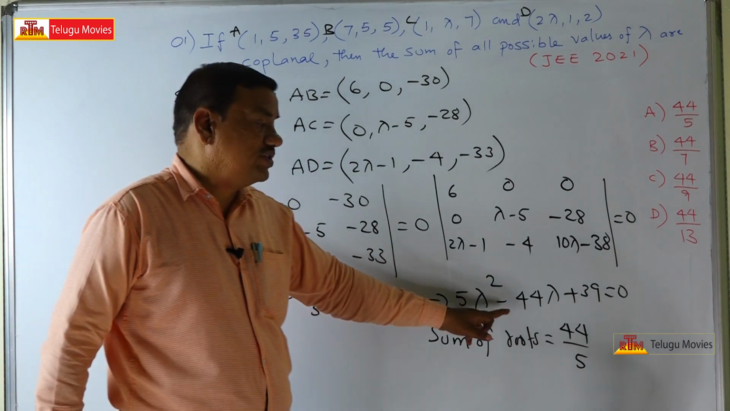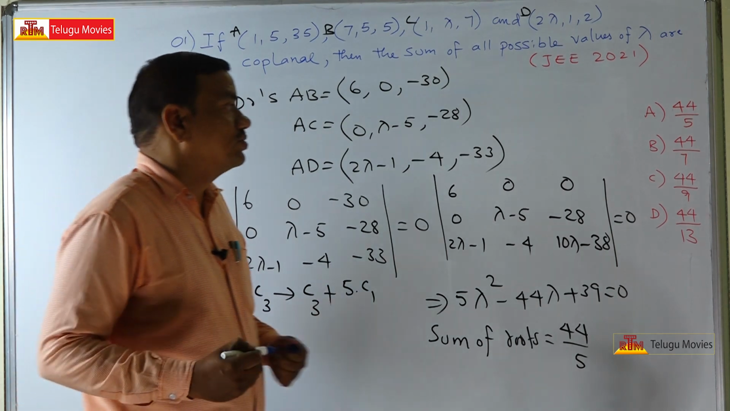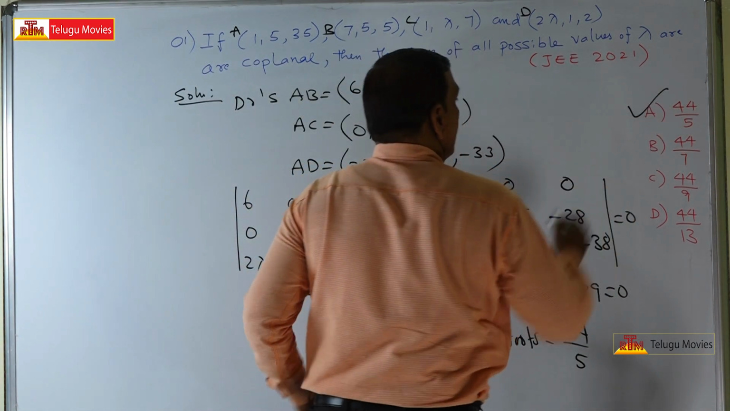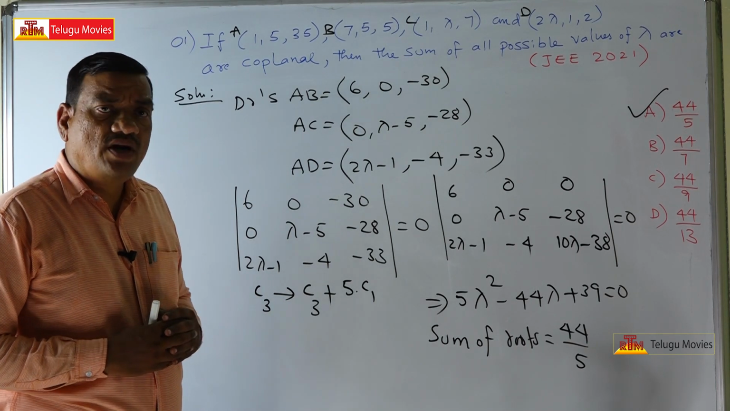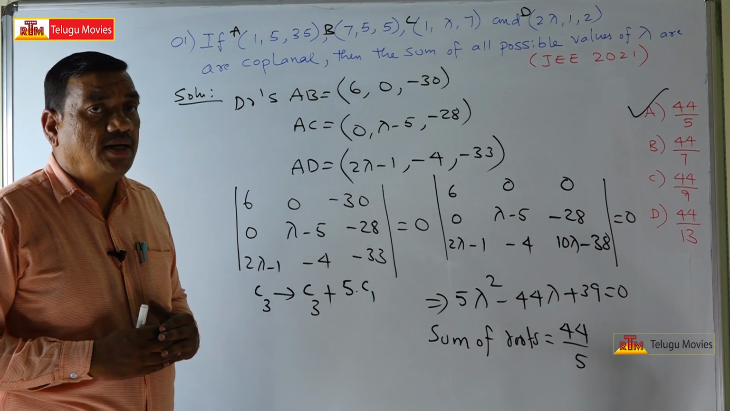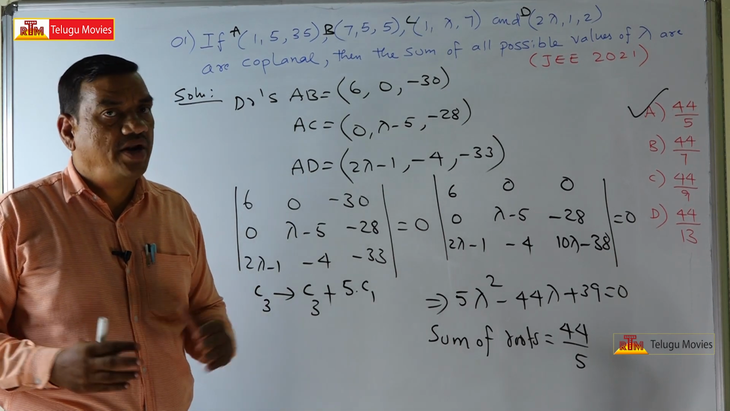So, no need to solve it. The sum of all possible values of lambda is 44 by 5. So, the option A is the right answer. It is a very easy problem and an easy solution also, and I hope that you understand this solution. So, let us move to the next problem.